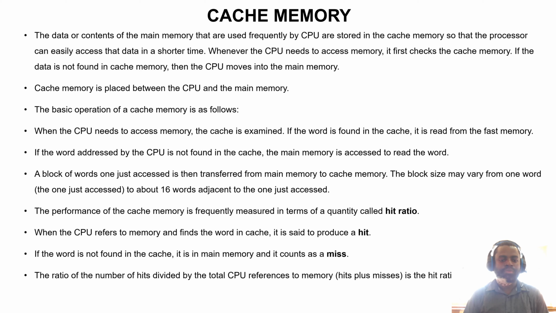The performance of the cache memory is frequently measured in terms of a quantity called hit ratio. When the CPU refers to memory and finds the word in cache, it is said to produce a hit. If the word is not found in the cache, it is in main memory and it counts as a miss. The ratio of the number of hits divided by the total CPU references to memory is the hit ratio.